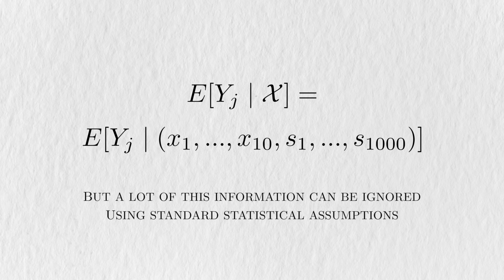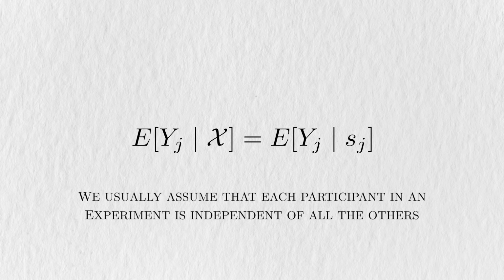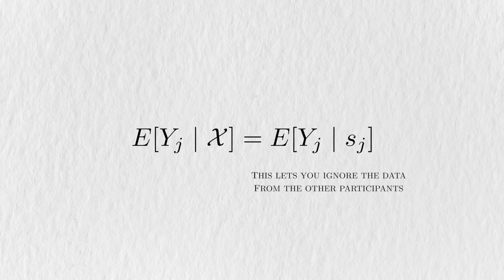In reality, a lot of this can be ignored using standard statistical assumptions. For instance, all of the data from the first experiment can be ignored because the 2 experiments are independent. Furthermore, we also assume each person within an experiment to be independent from each other. This lets us ignore all the other S's except the one associated with each person. For people who are still around at the 6-month mark, this would be their conditional expectation, and for people that aren't around, this would be theirs.